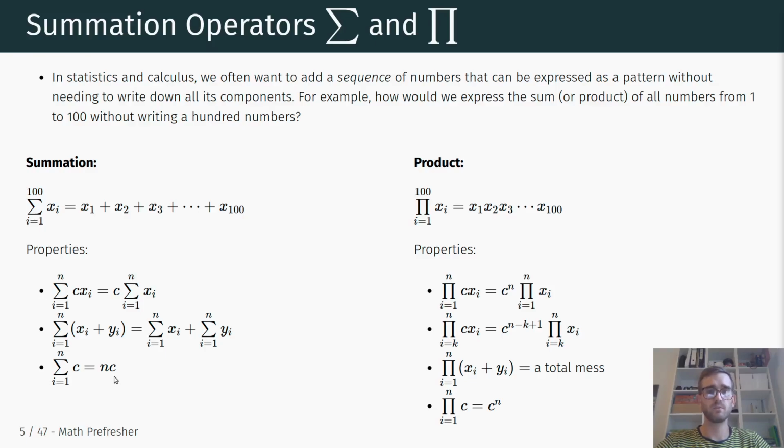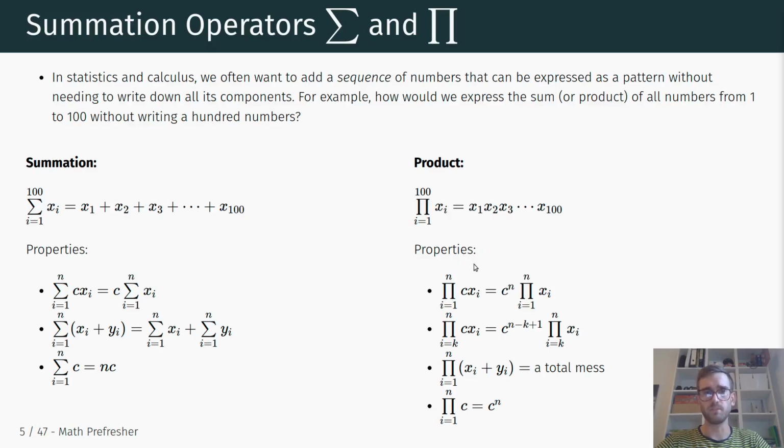We have similar rules for the product operator. The notation is similar. We have this capital pi from i equals 1 through 100 of xi. So each element xi is multiplied in this sequence. So this is x1 times x2 times x3 all the way to x100.